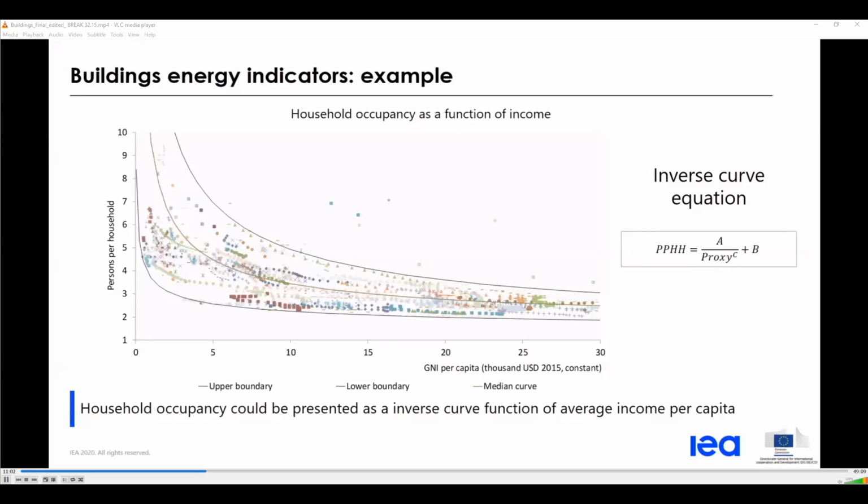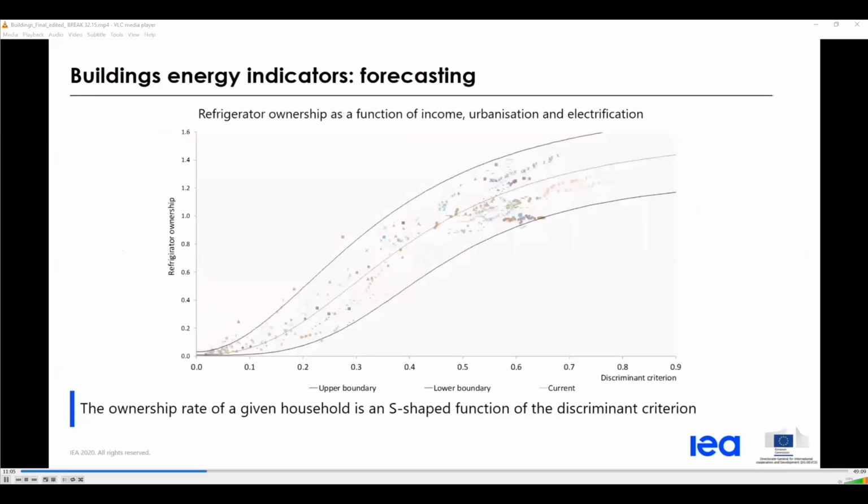So here, household occupancy. Now, another example of a relationship of interest to us in the buildings energy demand modeling area is ownership variables. And so how does the ownership of a given appliance, such as a refrigerator in this example, evolve in time based on another variable? So here we've plotted ownership of refrigerators for all the countries for which we have data and over all the years for which we have data. And we've plotted that against, here where we have a discriminant criterion, but we can very easily say that we can plot this against GNI per capita or even GDP per capita. So the most important variable to have on the x-axis is income in this case.